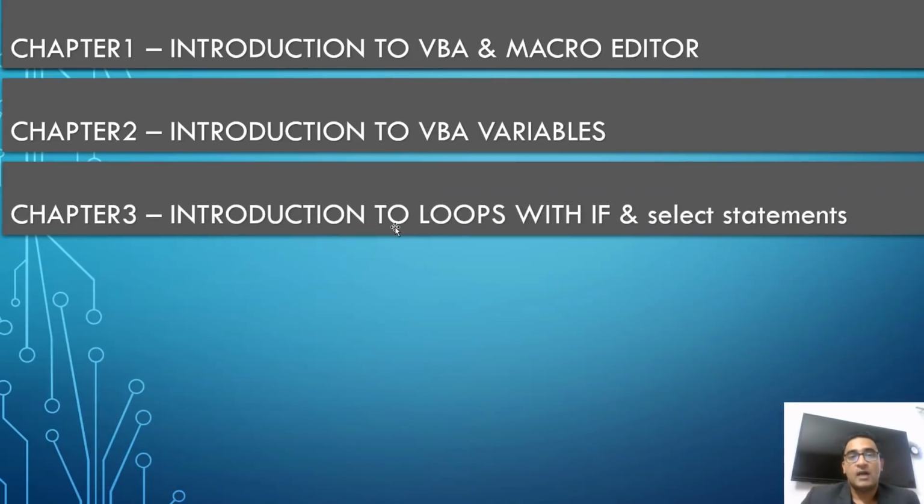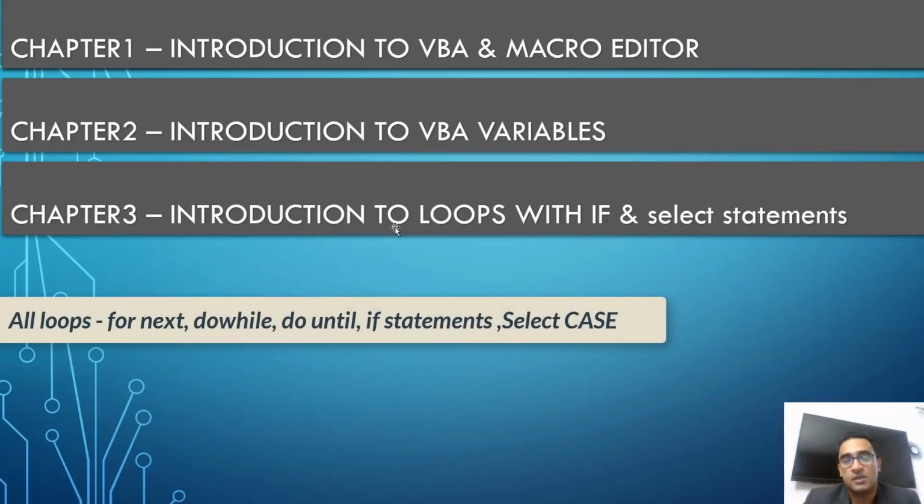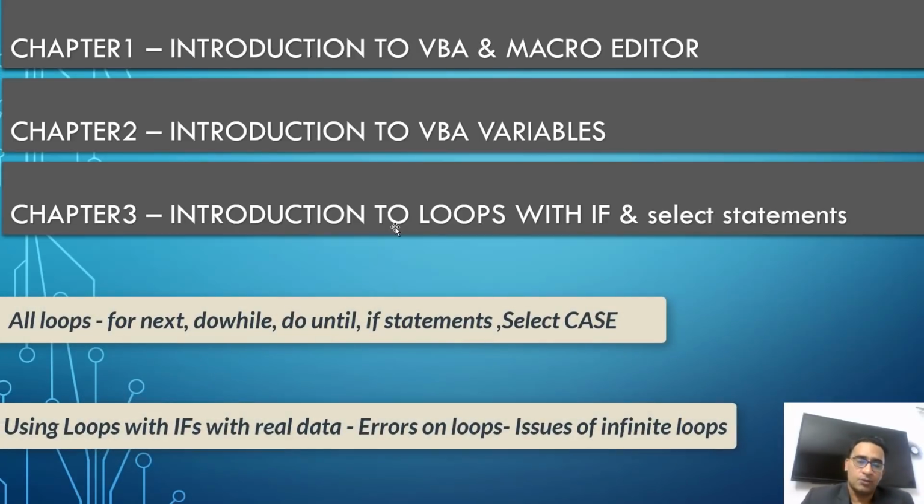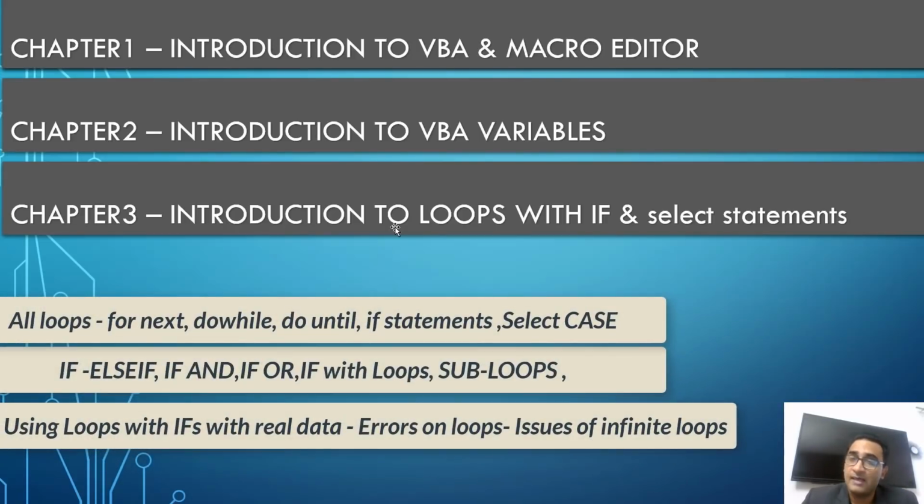Then we will start with the loops, a very big topic. In the loops we will cover For Next loop, Do Until loop, Do While loops. We will also cover the If functions, single If, nested Ifs, everything. What is If with ElseIf, and what is If without ElseIf? What is the difference between these two different Ifs? Many students are not aware of it. What are the Select statements? How you can replace your If with the Select statements, right?